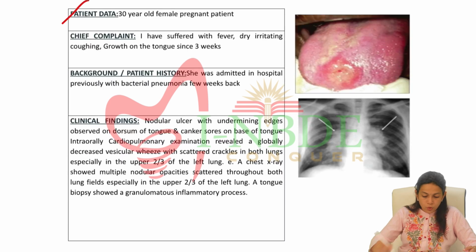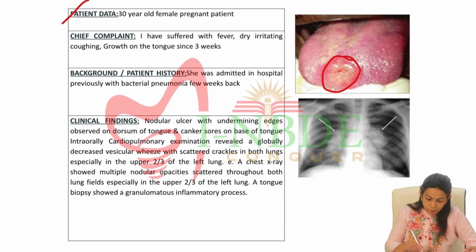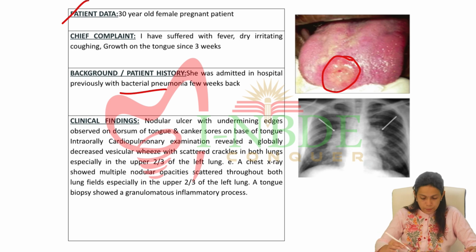Okay. So next, the other question now. Here is a 30-year-old pregnant female patient. She was having fever, dry irritating cough and a growth on the tongue. This is the growth on the tongue, as you can observe. And the patient was having a bacterial pneumonia a few weeks back. So this is also an important point.